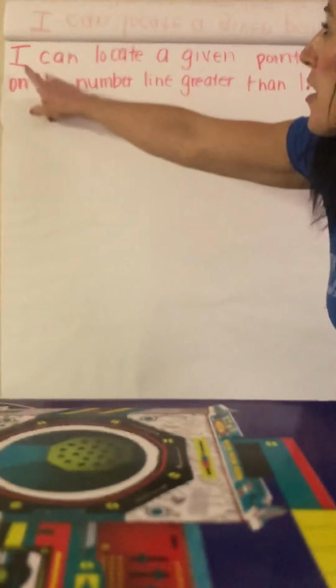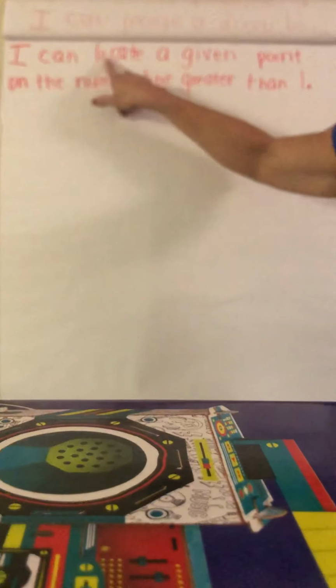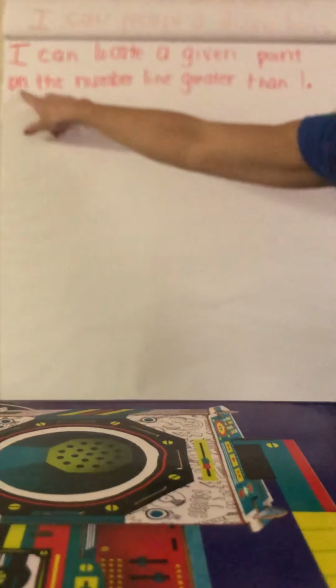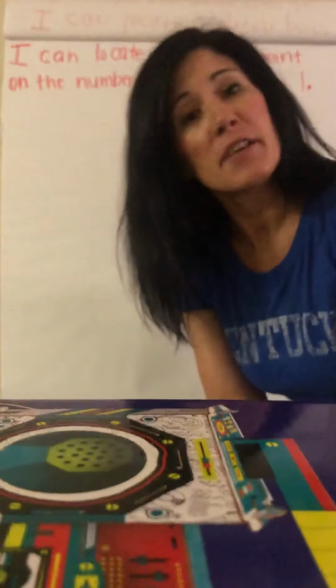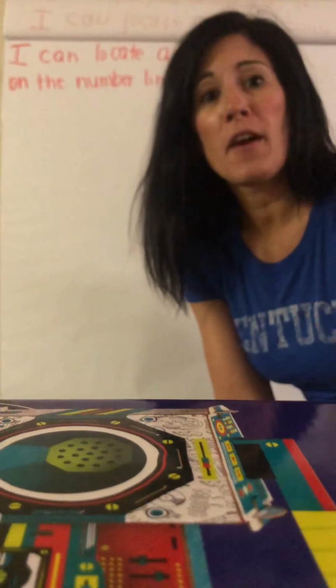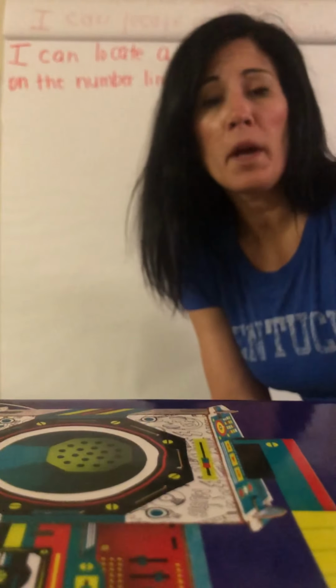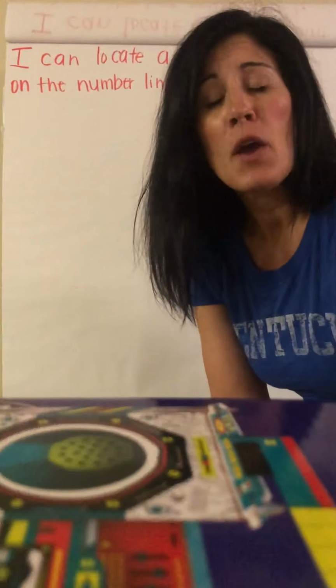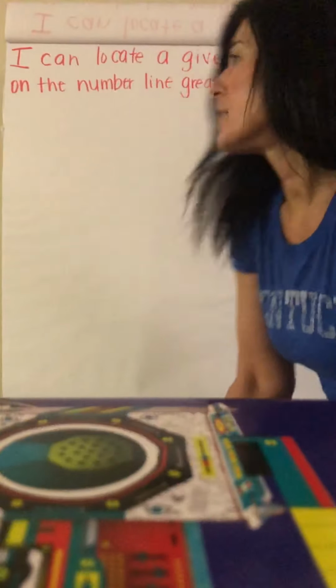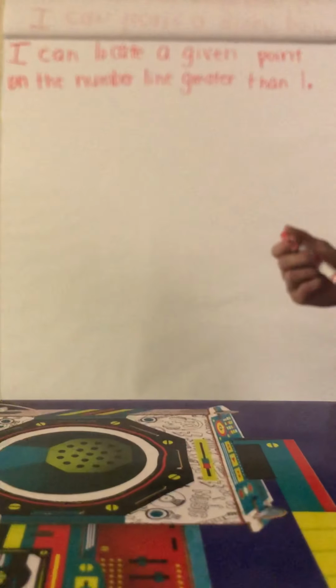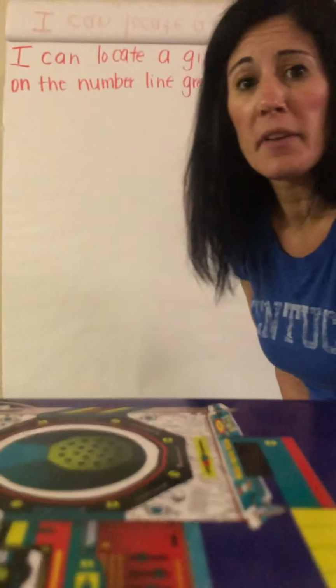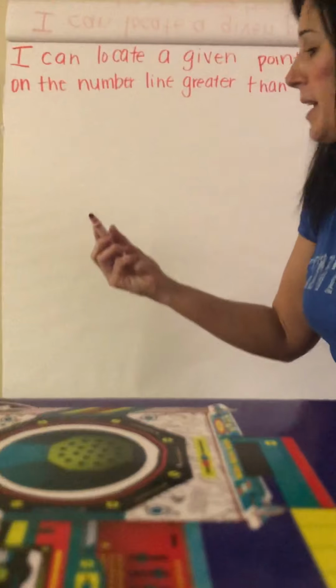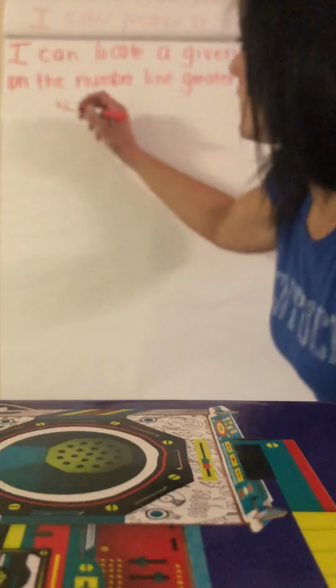Okay, today our learning target is I can locate a given point on the number line greater than 1. Last week we talked about fractions that were on the number line and they fell between 0 and 1. In other words, they were less than 1. Today we're going to talk about fractions that are greater than 1. And those fractions have a really special name that we're going to learn about today. So let's take a look.